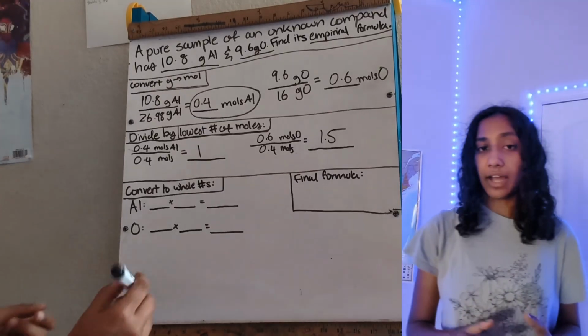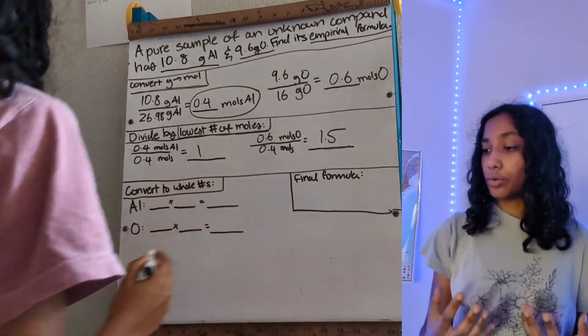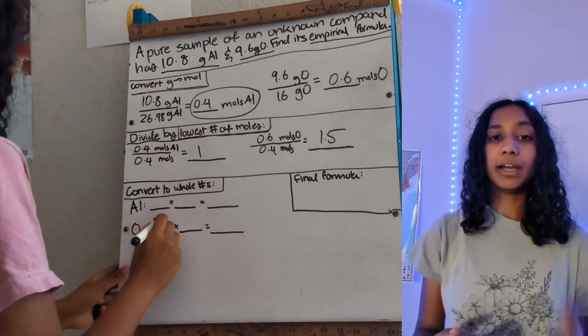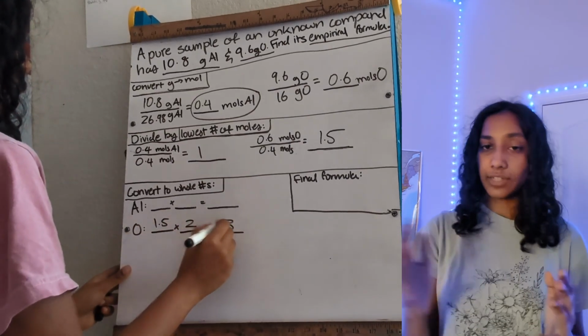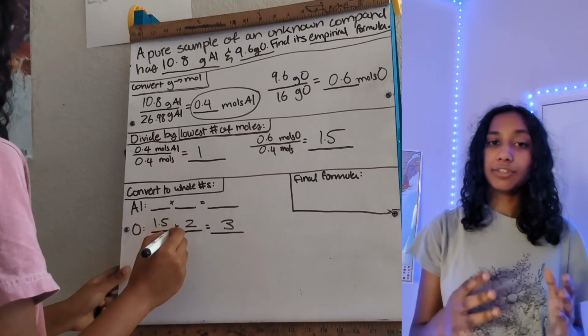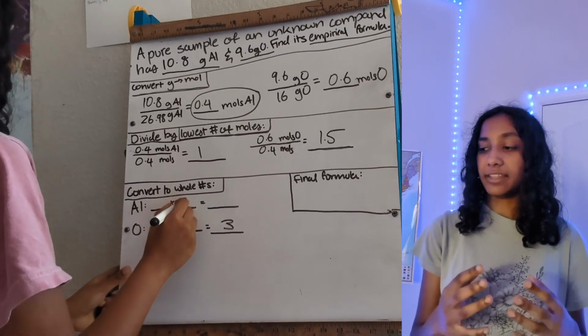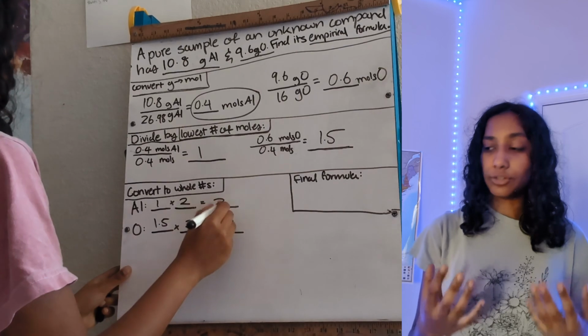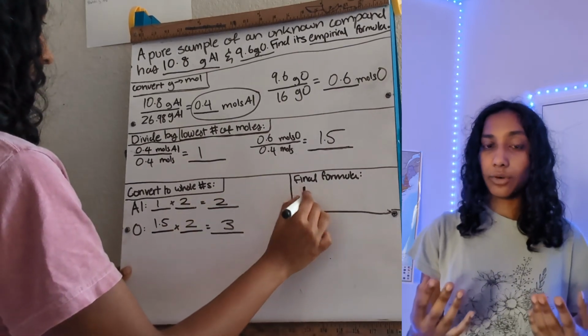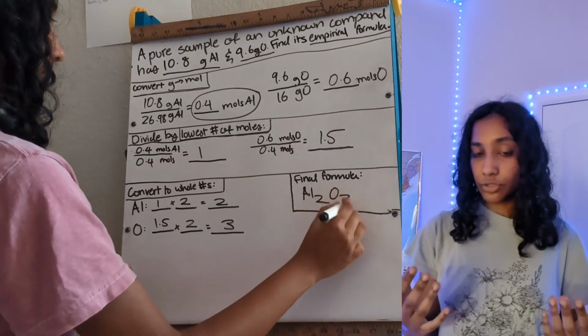Now you're probably ready to move on to the next problem, just like I am, but we're not done yet. Oxygen's value is still a decimal, so to get it to a whole number, we multiply 1.5 by 2, which gives us 3. We then have to multiply aluminum's ratio by this number, so we get 2. This means that the empirical formula of this compound is Al2O3.